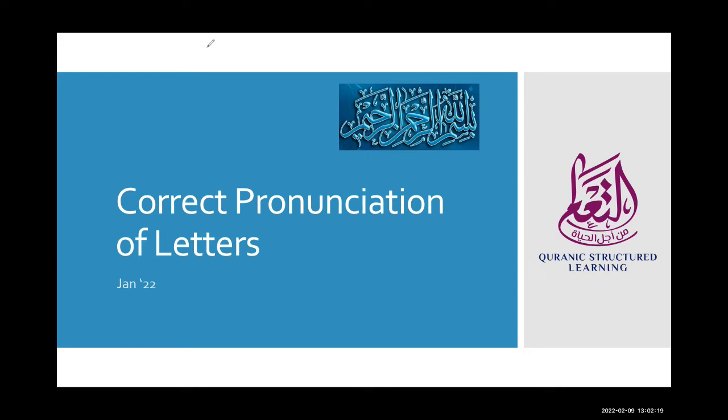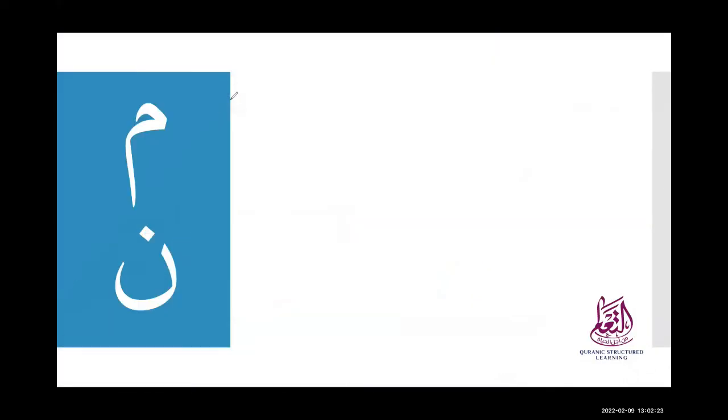Inshallah, today we will be looking at two letters again. We will be looking at the letter Mim and the letter Noon. Why these letters together? Because they have a quality known as a ghunna, which they both share. They both have very different makharij, different articulation points. So let's talk about the Mim first.